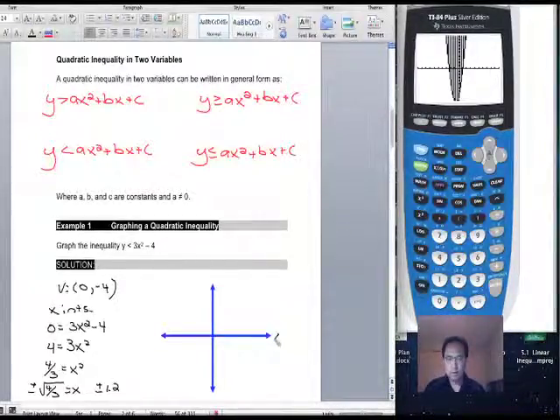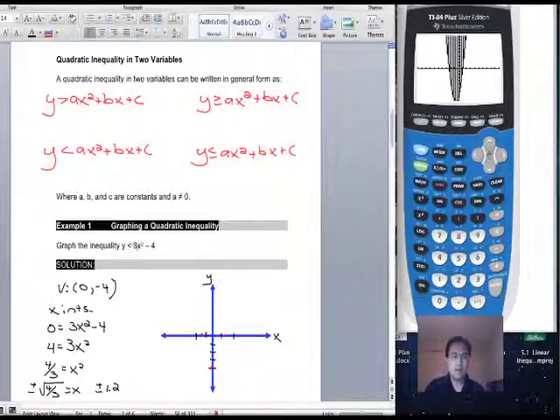So we'll label this x, label this the y. Here we have the vertex at 0, -4. And just to make it more visible, I'm going to put a red dot where the vertex is. And then I'll put in a couple of marks for x-intercepts. 1.2 is about there, 1.2 is about there.